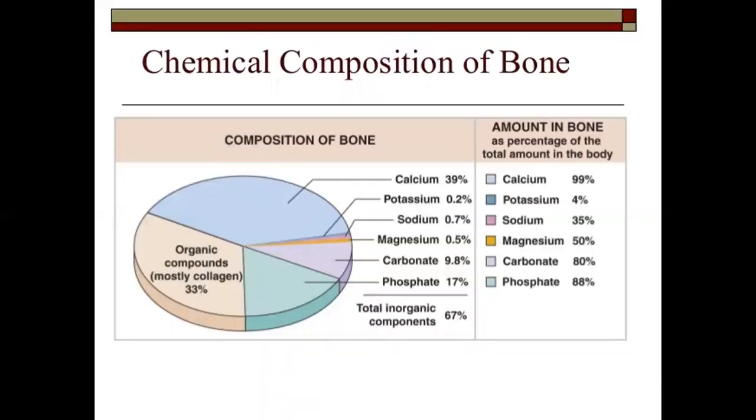So composition of the bones. There is calcium, 39%, potassium, sodium, magnesium. These are the minerals. So total inorganic components, 67%. And then organic compounds, mostly collagen type 1, which forms the extracellular matrix, 33%.